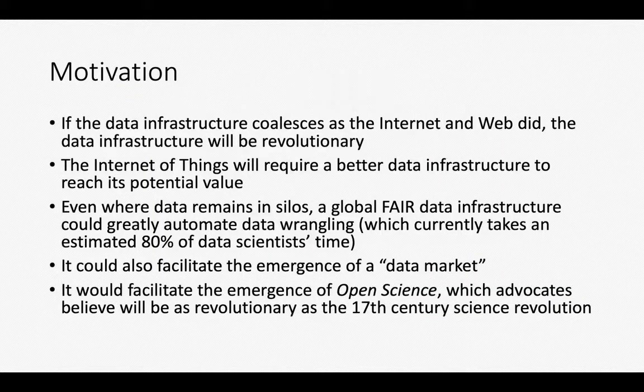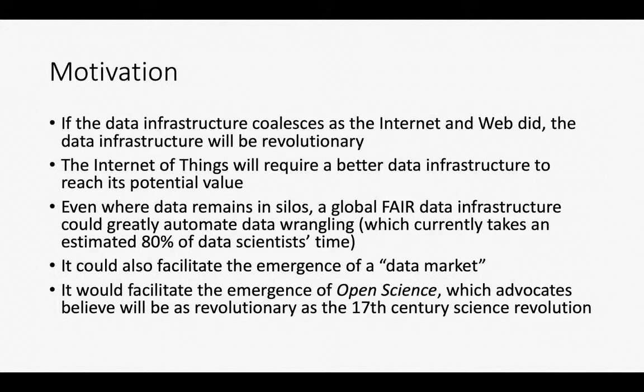So some motivation here: if the digital object architecture coalesces the way the internet or the web did, the data infrastructure could be revolutionary. The Internet of Things will require a better data infrastructure than we have today to reach its potential value. Even where data remains in silos, a global FAIR data infrastructure can really increase. It could really automate and decrease the time it takes for data wrangling. And there's also the potential to facilitate the emergence of a data market.